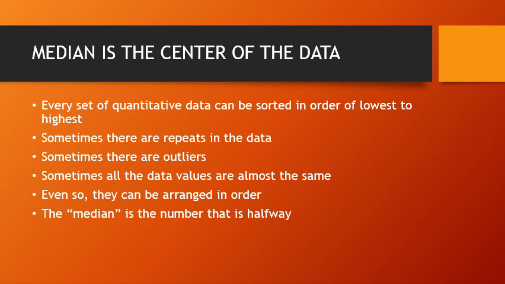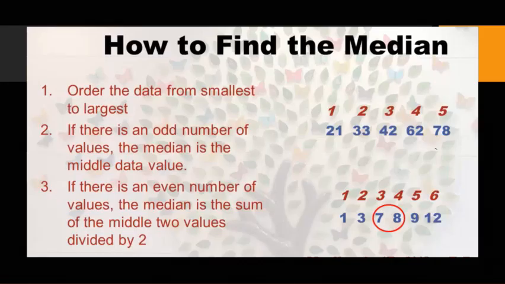Sometimes all your data values are almost the same, and that is also fine. You might have 1 through 5, and most of your data values will be 4s and 5s or something. That's okay. Just put them in order from lowest to highest, and after they are arranged in order, the median is the number at that halfway mark. Just the middle one. I'll go ahead and demonstrate that in the next slide.